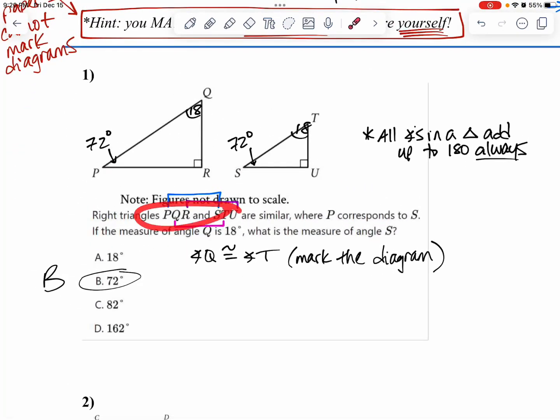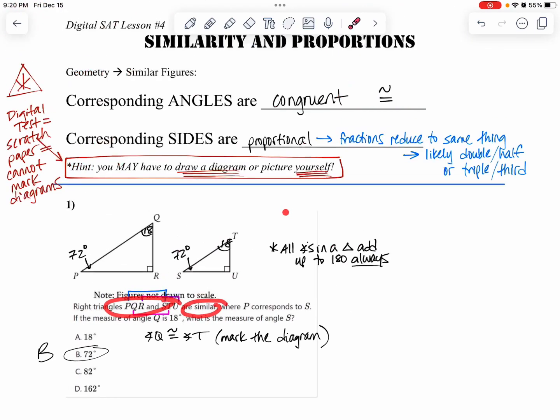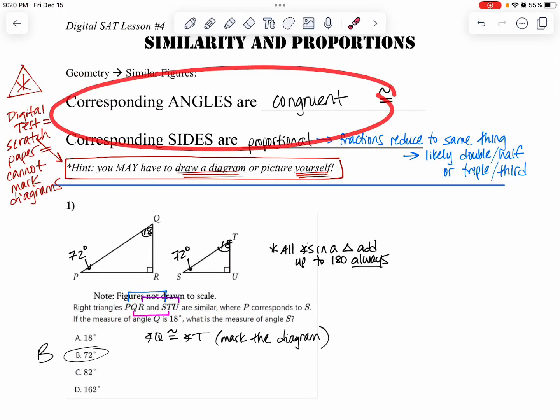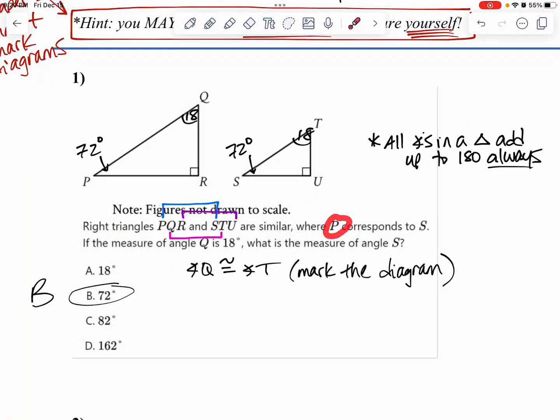We've got these two triangles. They're telling us they are similar, which means this stuff. And it says that P corresponds to S. What does that mean? That means that angle P and angle S match up. They are the same degree. Okay, and it says that angle Q is 18 degrees, so I labeled this with an 18. Yes, this means you're likely drawing a picture on your scratch piece of paper while you're taking the digital SAT.